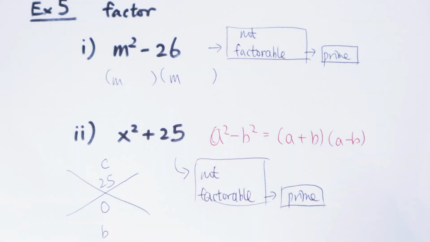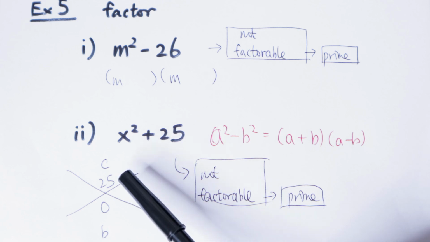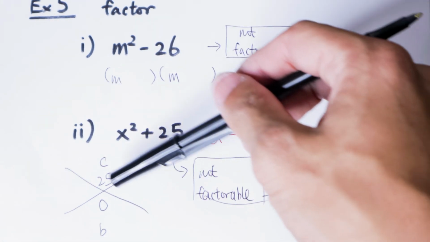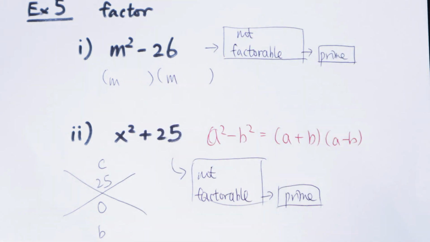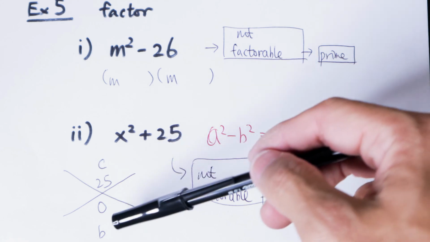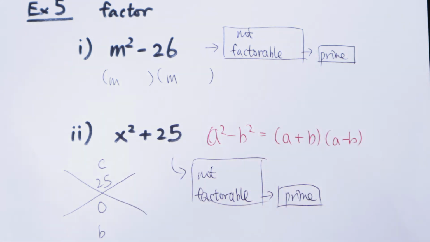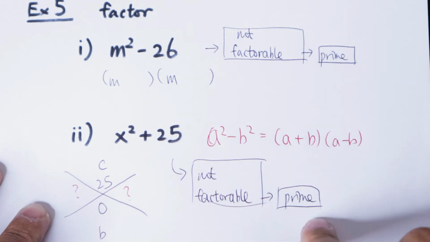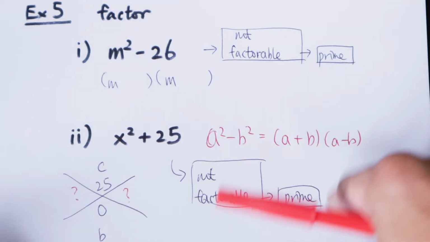Now, in other words, can you find me 2 numbers that multiply to get positive 25? I repeat, positive 25. And when you add, you get 0. Well, the only possibility is like 5 times 5. But then 5 times 5 is 25, but 5 plus 5 is not 0. Likewise, if you try negative 5 times negative 5, when you add them, you don't get a 0. So that means you cannot find 2 numbers to complete the x game. So therefore, it's not factorable or prime.